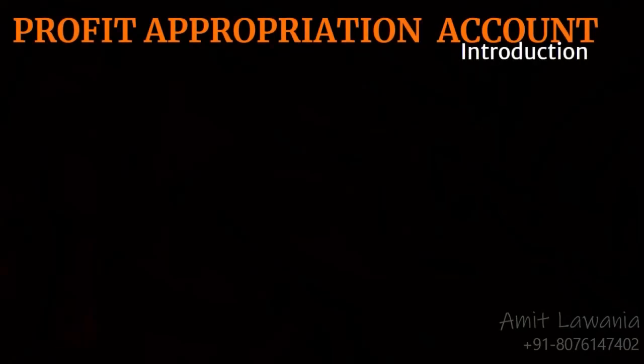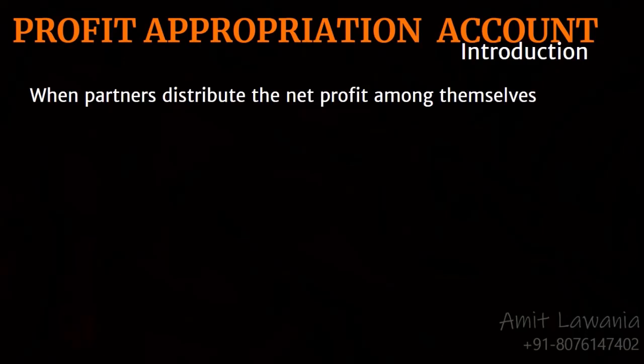Now before starting to get into the numbers and ledgers, we must understand what a profit appropriation account is and when and why is it prepared. Now the net profits of a firm belong to the owners, which is partners in this case. Since there are 2 or more persons in the partnership firm, these profits are required to be distributed. The profit appropriation account is prepared precisely to do this. That is, to distribute the profit or loss among the partners as per the agreed terms.